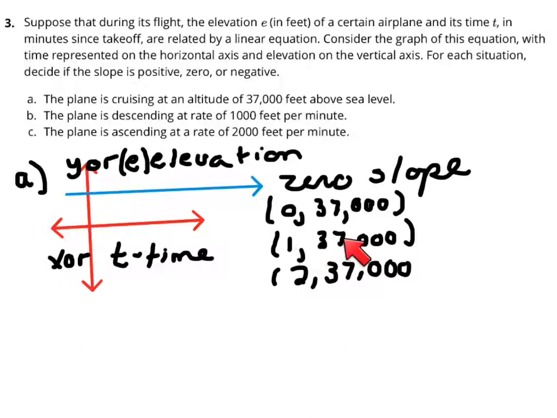At 1 minute, it was 37,000. At 2 minutes, it was 37,000. If it's cruising, it means that it's just staying at 37,000. We don't know for how long, but until it does stop cruising, all the y values in our ordered pairs, this is an ordered pair, will be 37,000. Okay, that means that because you've got this straight line which has no steepness, the slope is 0.